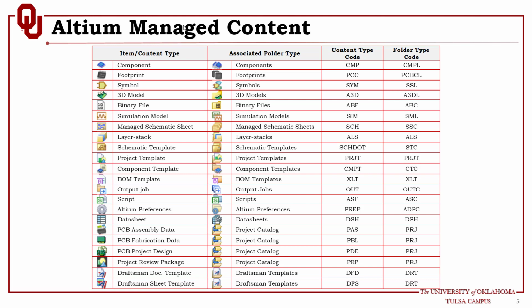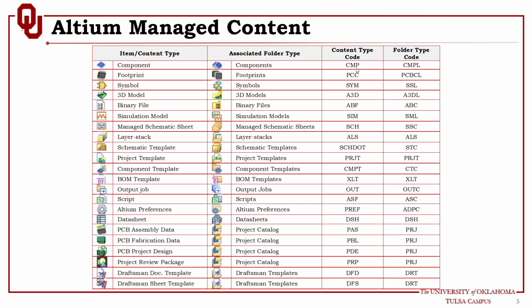So Altium defines 22 different models, and there is an associated folder type for each model when we talk about managed content. When you go to Altium Concord Pro, if you have access to it, you will see these predefined folders that are associated with these items or content types. Now for each one of these items, there is an associated content type code.